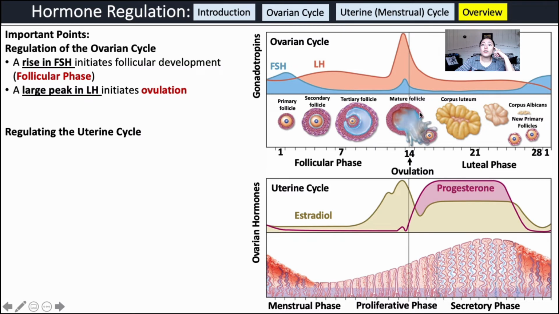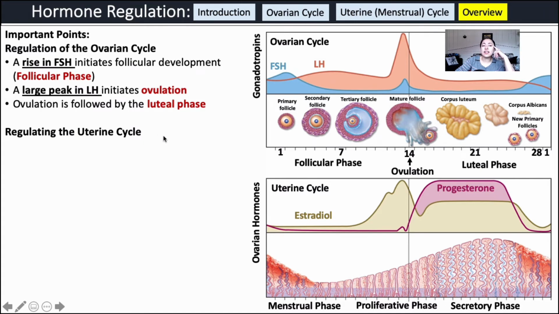Once that mature follicle releases the secondary oocyte, the mature follicle sticks around in the ovaries and becomes a corpus luteum. That initiates the luteal phase. This corpus luteum will produce what type of hormone? Remember, it's secreting progesterone, and that progesterone will continue to be made unless fertilization doesn't happen. And if fertilization doesn't happen, the corpus luteum degenerates and becomes this scar tissue called the corpus albicans.